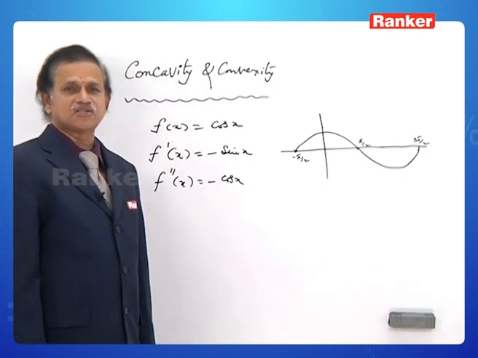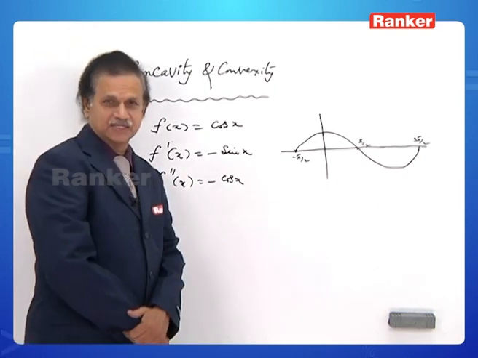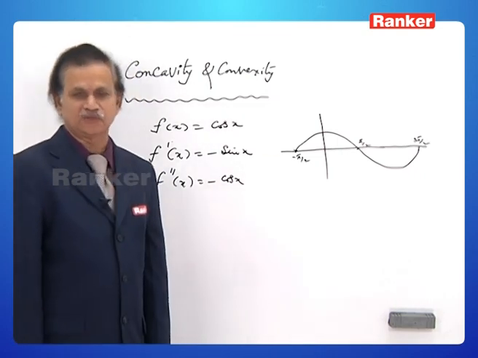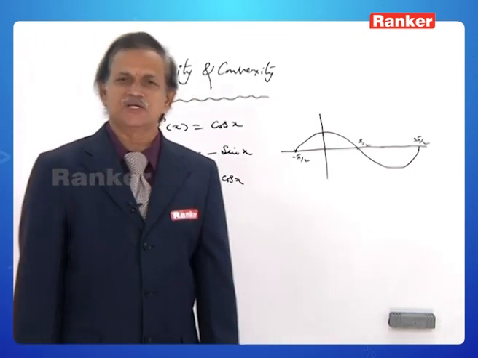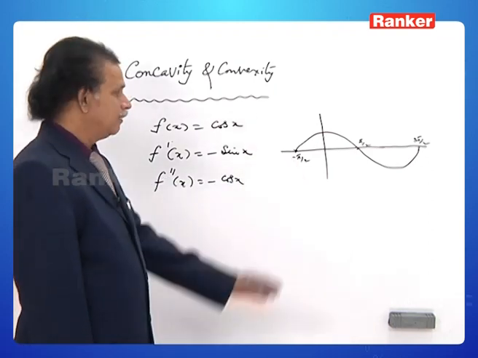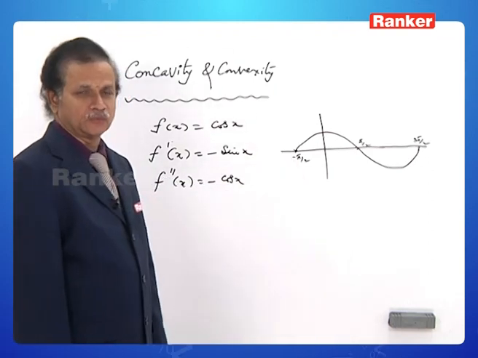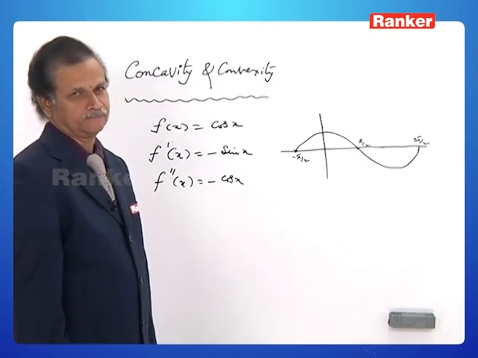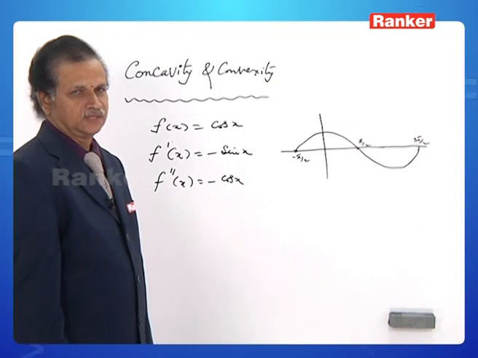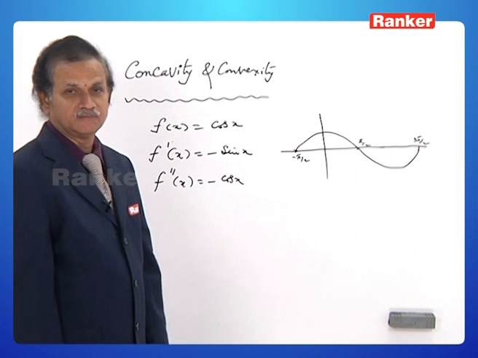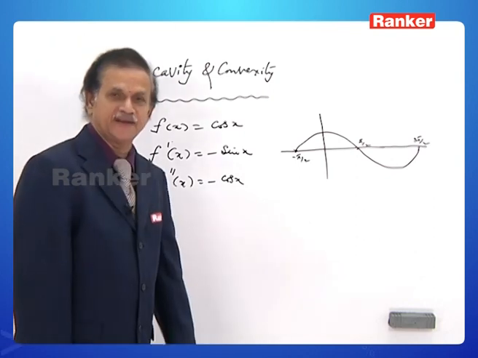Of course, even without looking at f double dash x, we can say the nature of f of x equal to cos x about concavity and convexity. Please look at the graph. Between minus pi by 2 and pi by 2, the graph of cos x lies above the x-axis. It is positive. So cos x is positive, so minus cos x is negative. Therefore, f double dash x is negative.